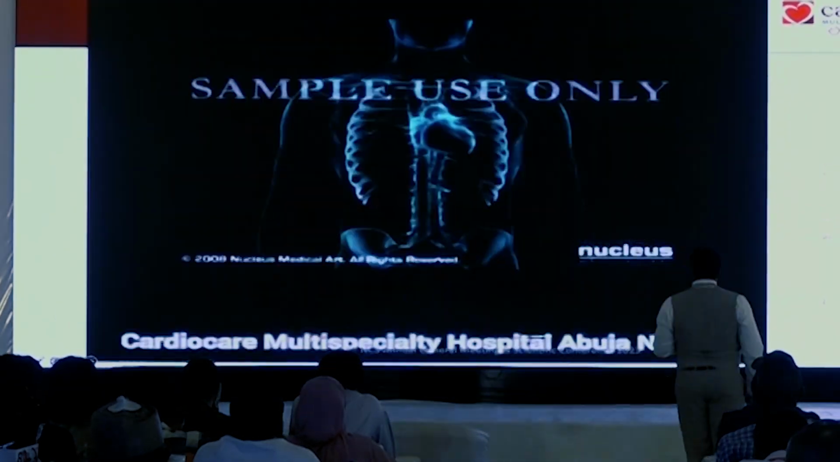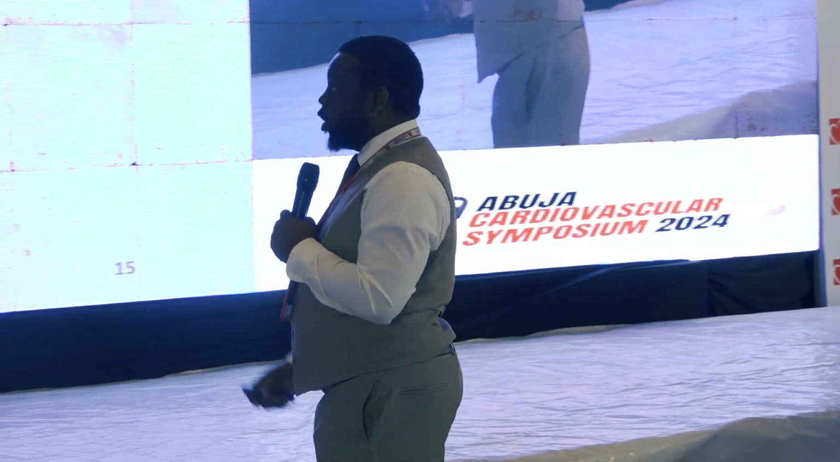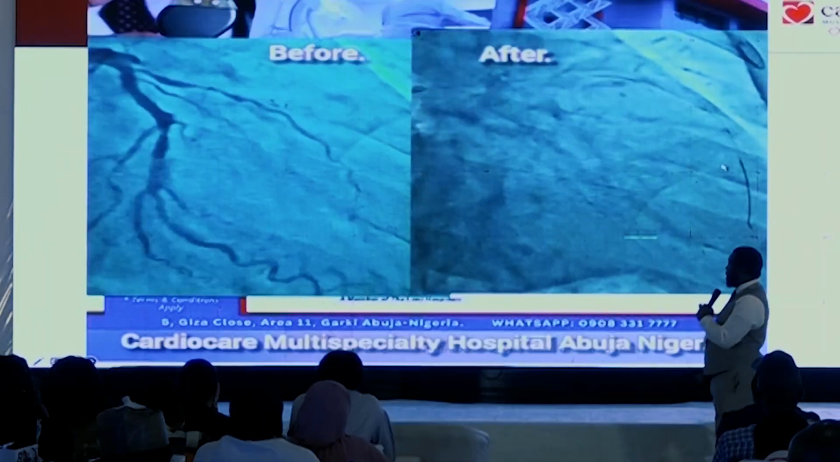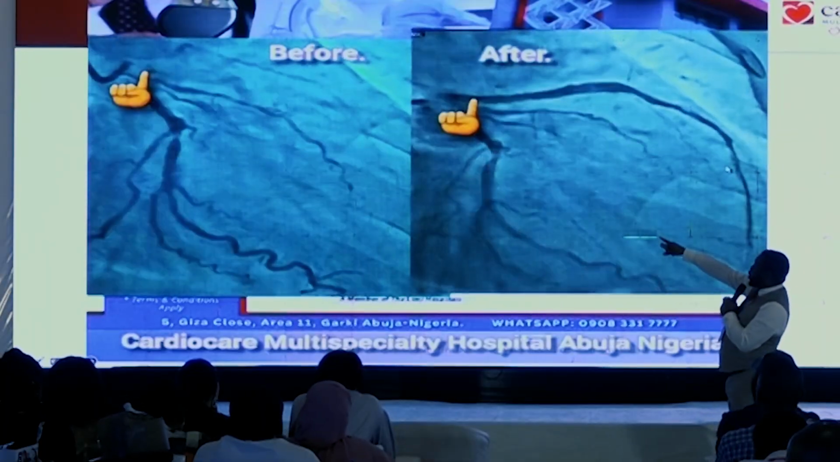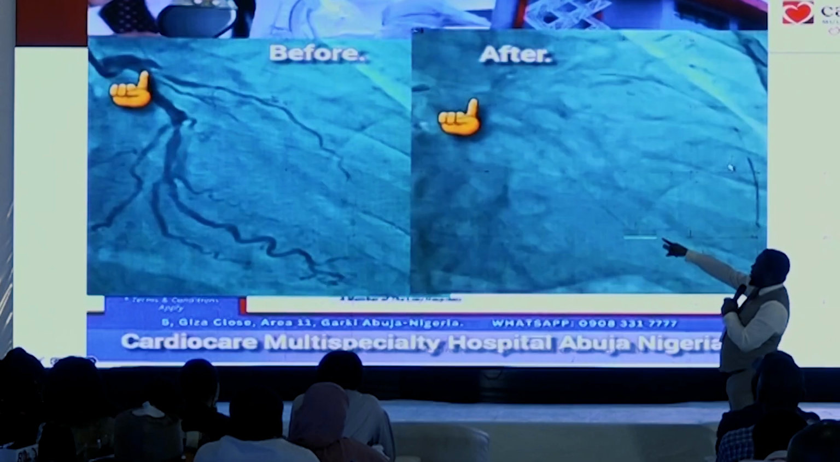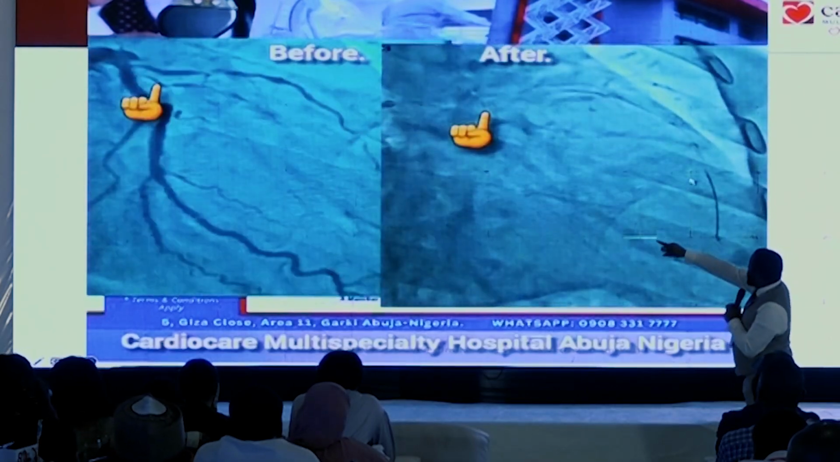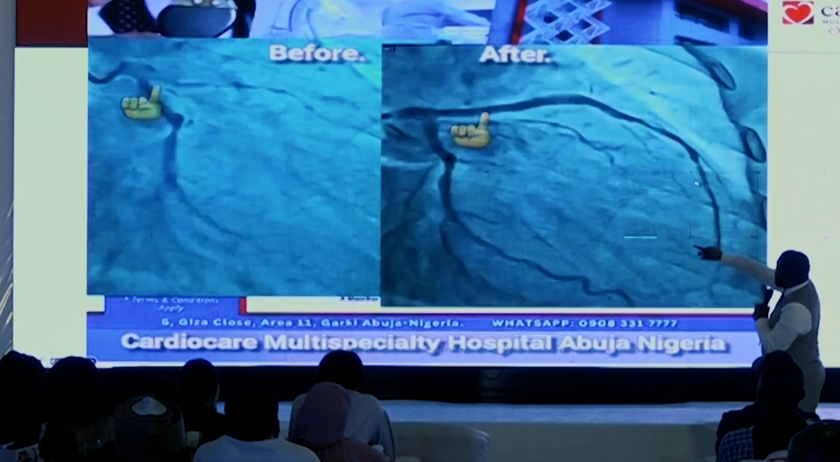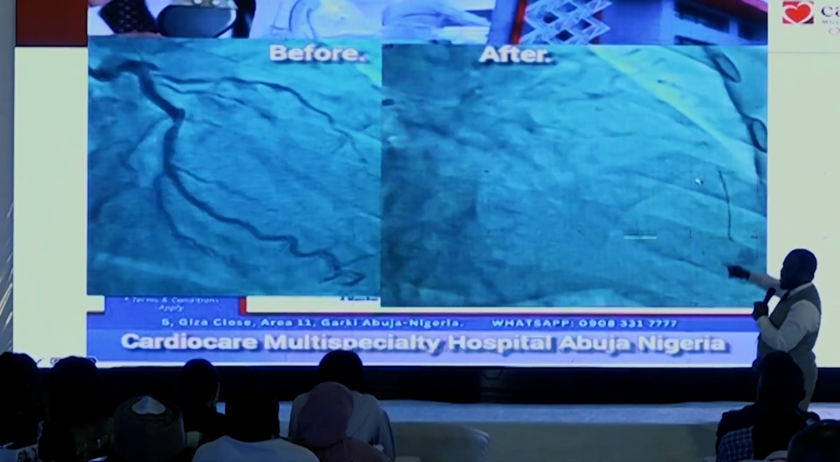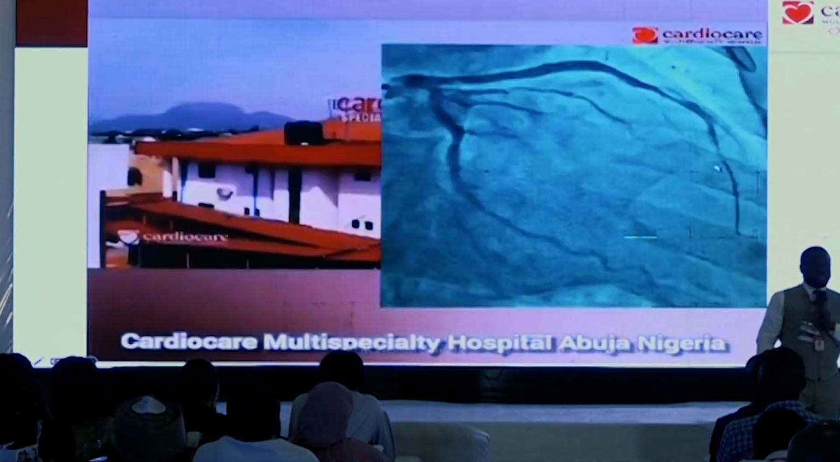Then we now come in, do the same kind of procedure. We either use the femoral or we use the radial. The one I did last night, I did radial. And you can see total occlusion of the proximal left anterior descending. 100% blockage. That is what it was after. Okay, so that is a very straightforward case.